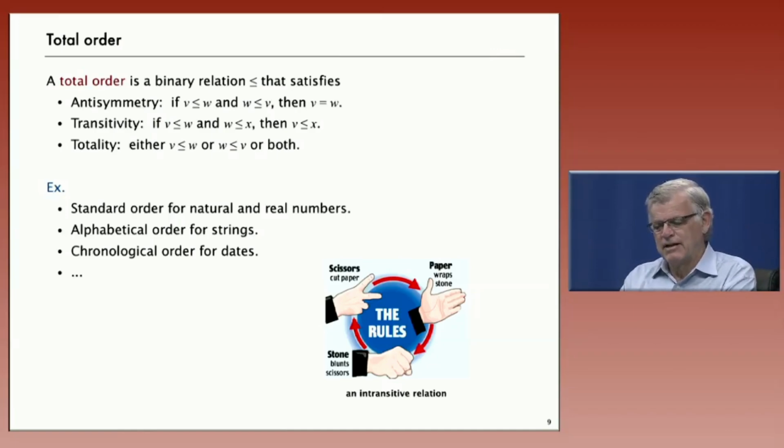And there's plenty of natural total orders in the types of data that we normally want to consider for sort keys, like integers or natural numbers or real numbers, or alphabetical order for strings, chronological order for dates or times, and so forth. The cartoon on the right shows that not all orders are necessarily total orders. So rock, paper, scissors is intransitive. If you know that v is less than w, and w is less than or equal to x, then you don't necessarily know that v is less than or equal to x.